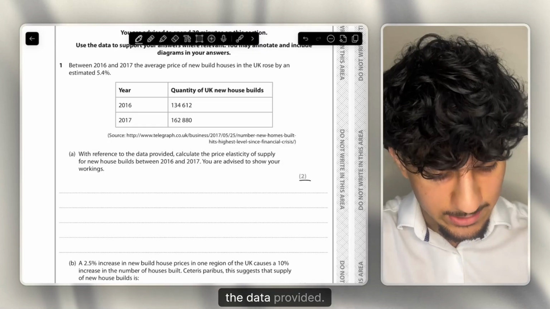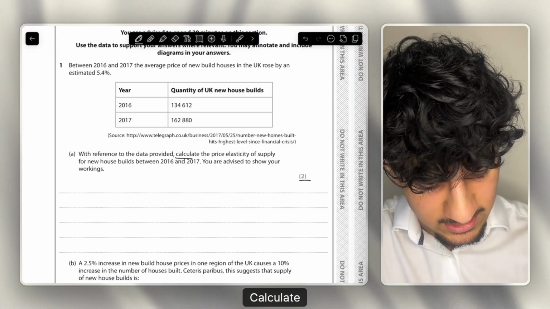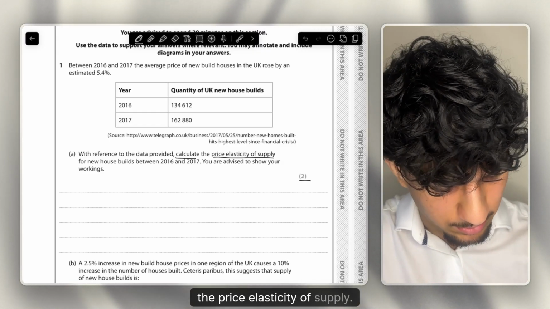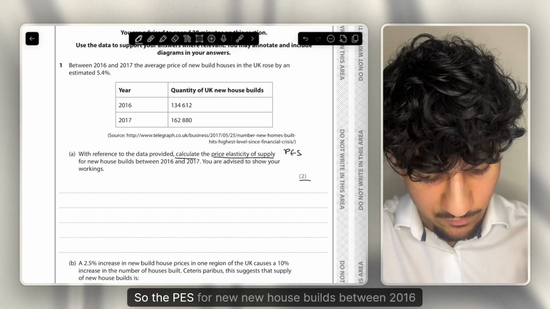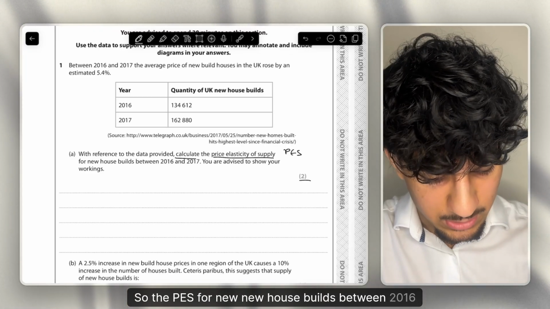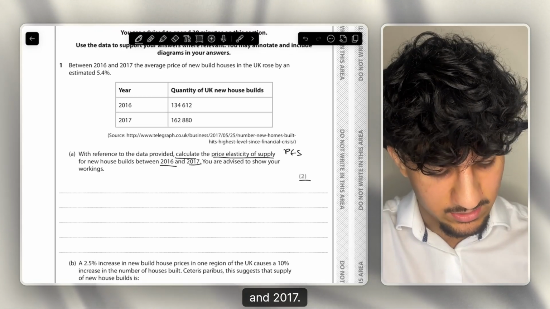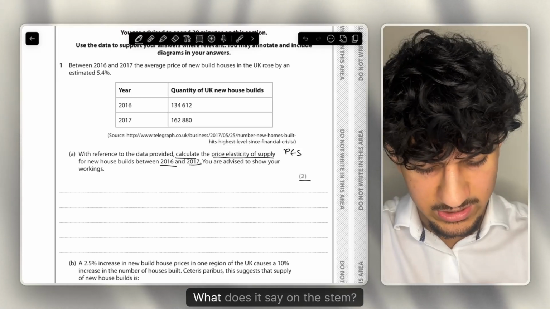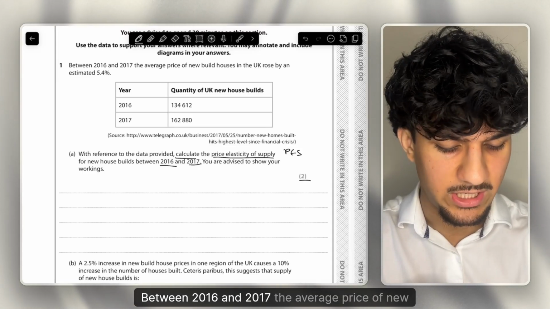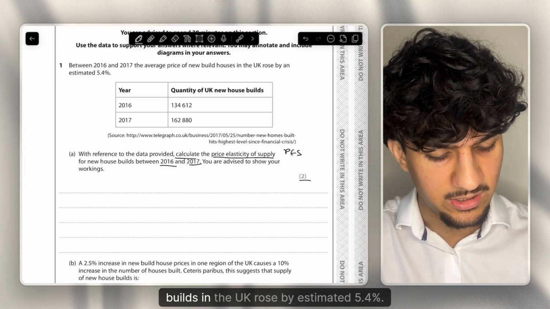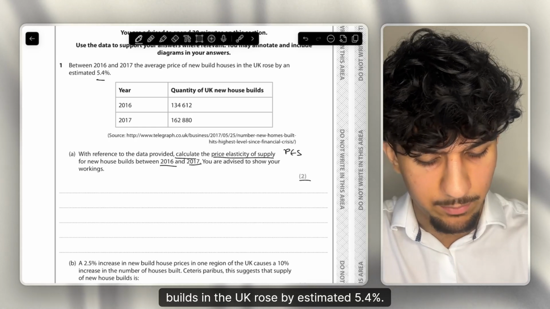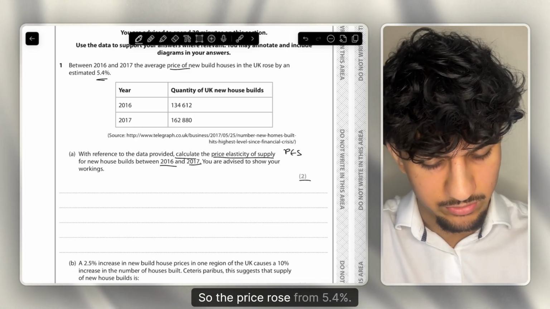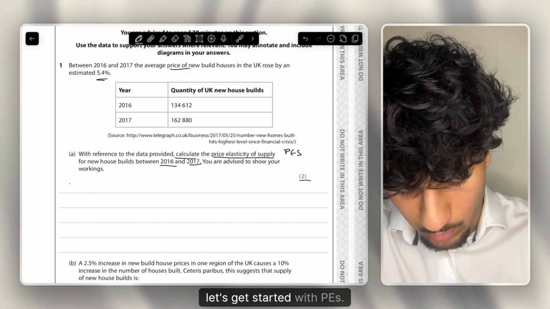With reference to the data provided, calculate the price elasticity of supply, so the PES, for new house builds between 2016 and 2017. You're advised to show your workings. What does it say in the stem? Between 2016 and 2017, the average price of new builds in the UK rose by an estimated 5.4%. So of course, let's get started with PES.